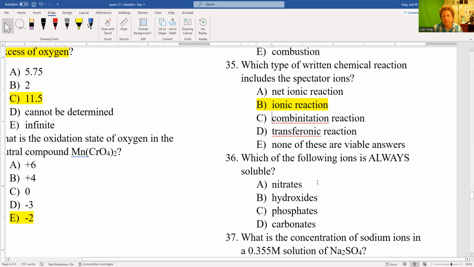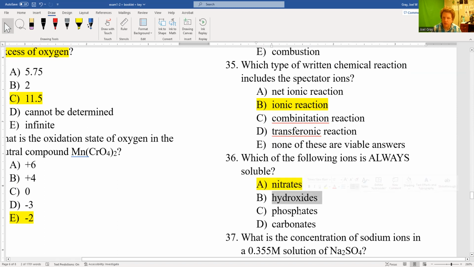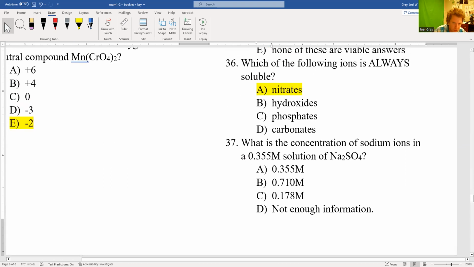Which of the following ions is always soluble? Okay, the answer for that, I stress some base rules. I say nitrates are always going to be soluble. Hydroxides are rarely soluble. Phosphates and carbonates are sometimes soluble, sometimes insoluble. Nitrates, think about those as always going to be soluble without fail. Okay, so that would be number 36, and our answer is A.